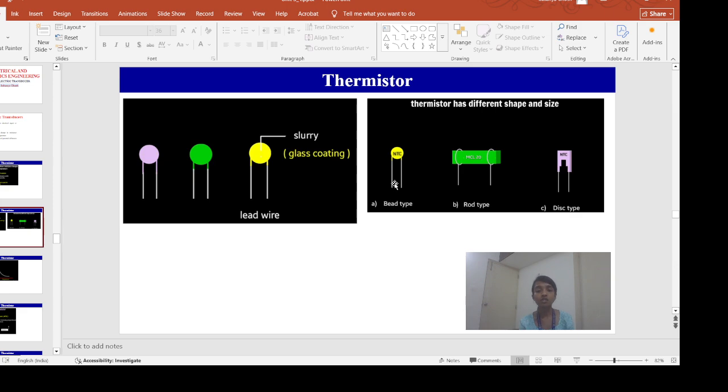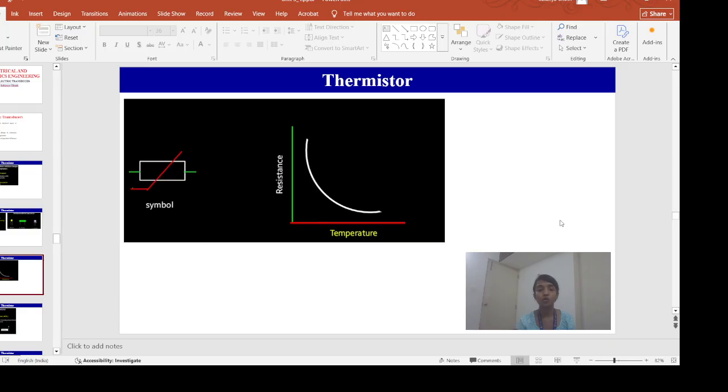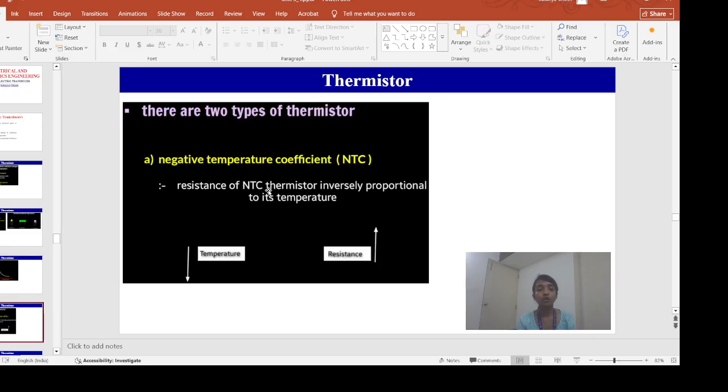In bead type thermistor, it is the smallest thermistor. The diameter of this bead type thermistor is 0.15 millimeter to 1.5 millimeter. Then we have rod type thermistor, we have disc type thermistor also. So this is the symbol of the thermistor. In thermistor, whenever there is a change in the temperature, there will be the change in the resistance. Now, there are two types of thermistor. One is the negative temperature coefficient or NTC.